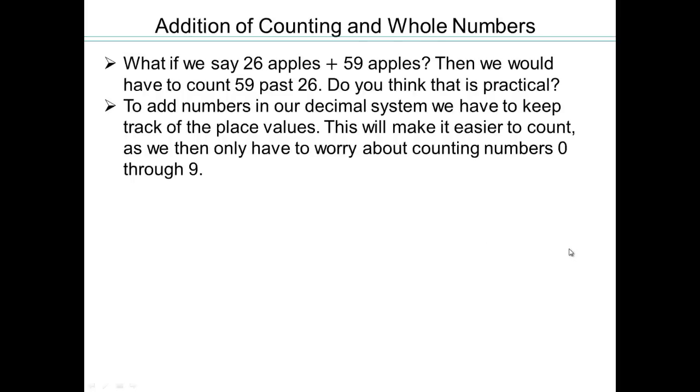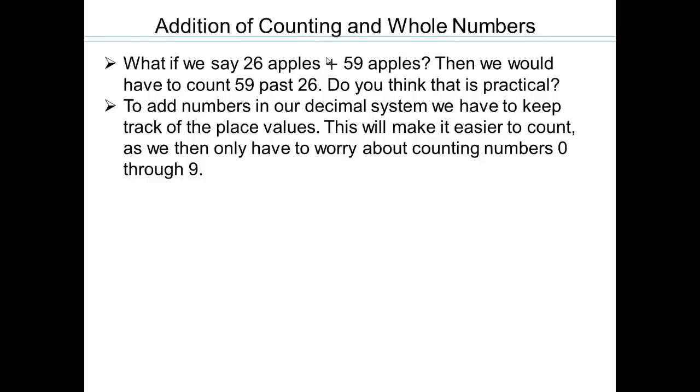All right, let's take a look at addition of counting numbers in general then. If you're working with counting numbers like we did 3 plus 4, then you counted 4 up from 3. What if you have 26 apples plus 59 apples? That means you're going to have to count 59 up from 26. Like 27, 28, 29, 30, 31, 32. Wait a minute, I'm not going to be counting 59 up from 26. That's not very practical, is it?